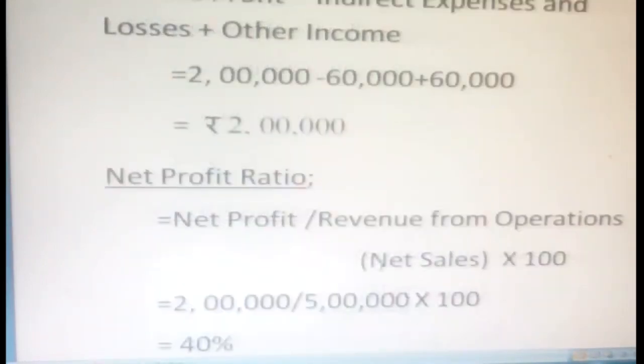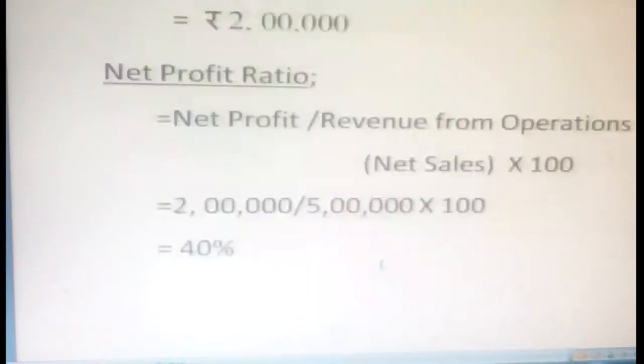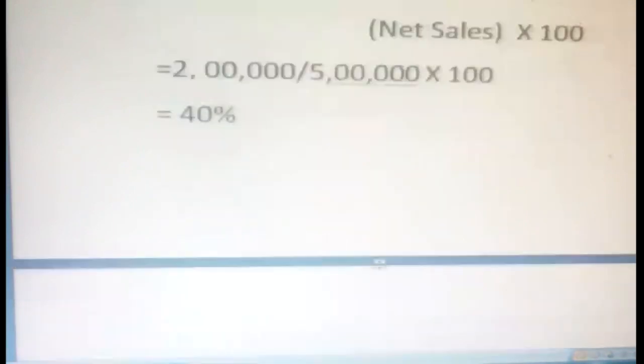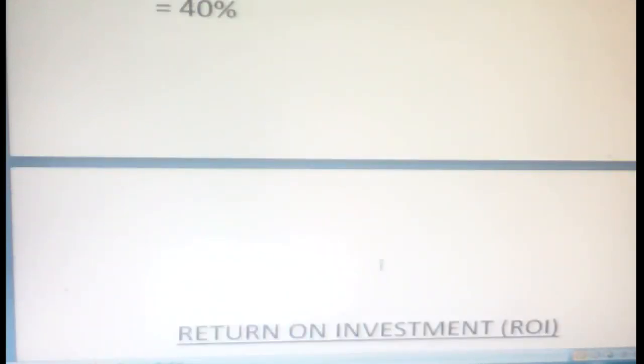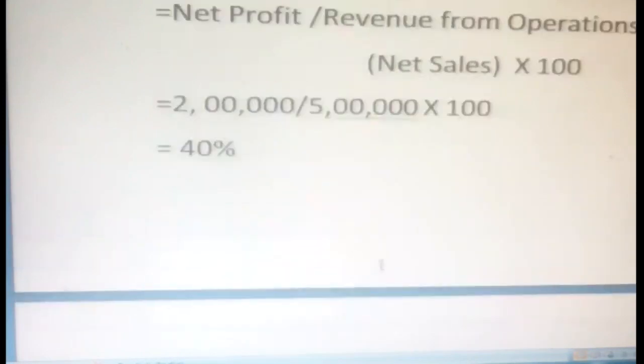Now apply the formula: net profit divided by revenue from operations, net sales, into 100. 2 lakhs divided by 5 lakhs into 100. So we get 40%. So very easily you can calculate it here.